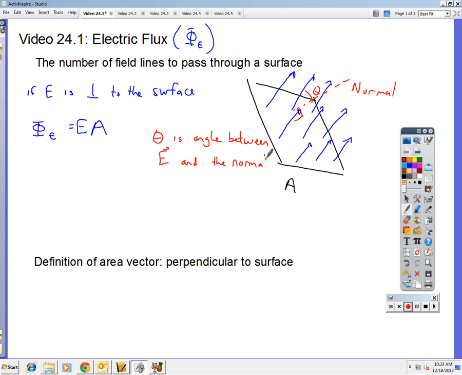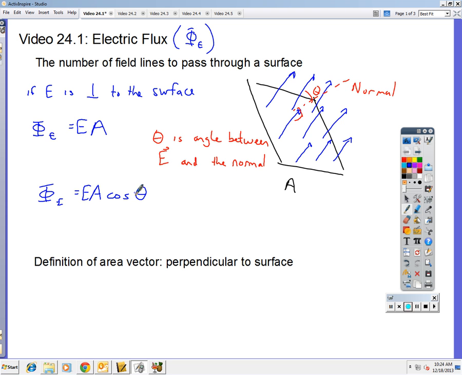and the normal. And we notice that as theta increases, as the electric field points more and more parallel to the plane, the number of field lines that actually go through the surface decreases. Until, if the field is parallel to the surface, none of the field lines actually go through the surface. And so that tells us that the electric flux is equal to E times A times the cosine of that angle theta. When theta equals 90 degrees, cosine is 0, and the flux is 0. When theta is 0, that means the field is perpendicular to the surface, and the cosine is equal to 1.